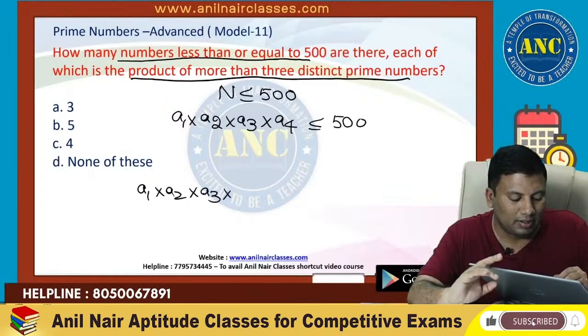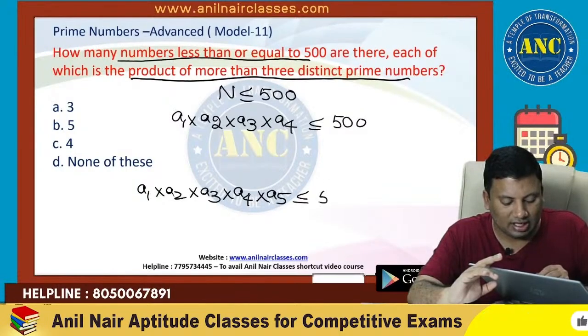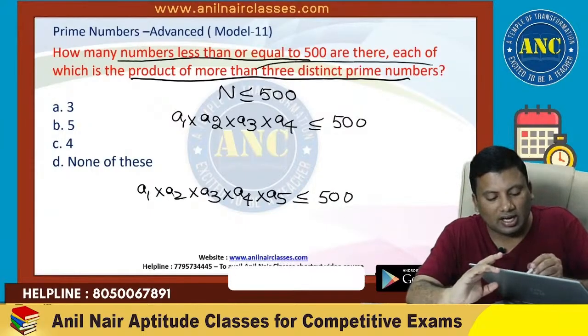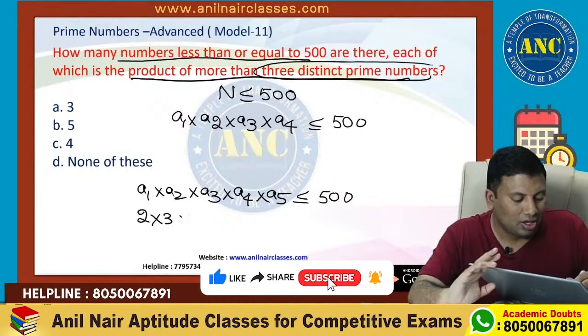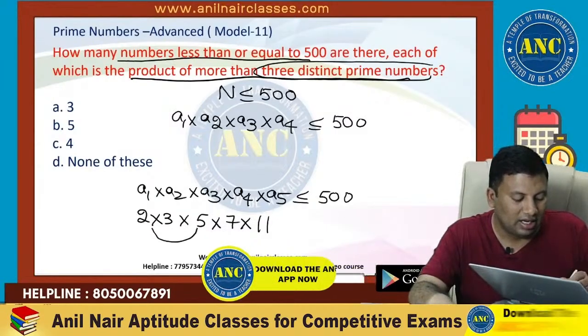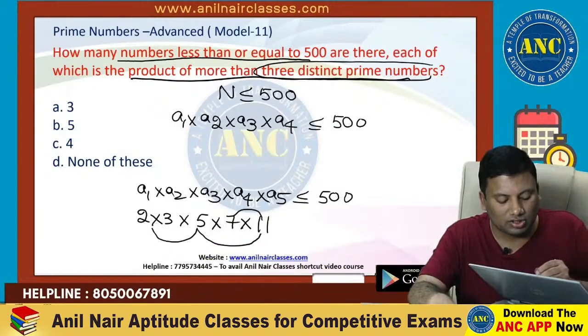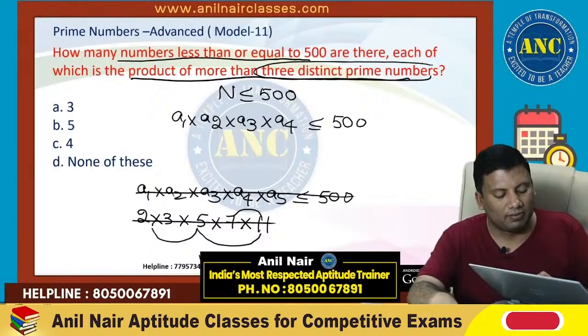So it can be A1 into A2 into A3 into A4 into A5 less than or equivalent to 500. Let me see. All the numbers are distinct. If I take 5, 2, 3, all of them are distinct, into 7 into 11. 6 5s are 30, 30 11s are 330, into 7, 2000. So these more than 4 cases will not come. I hope it is clear.